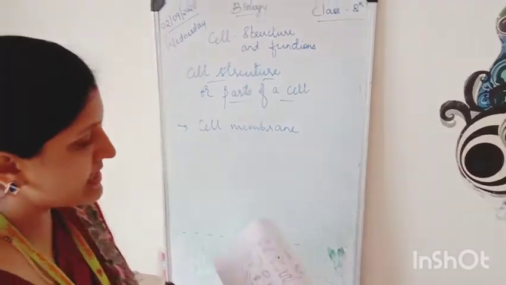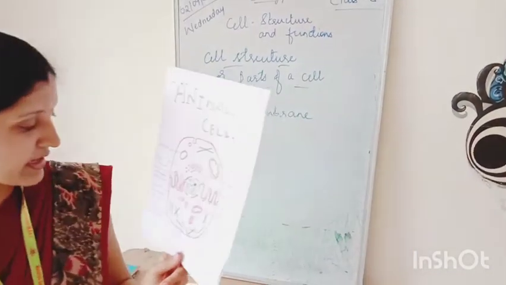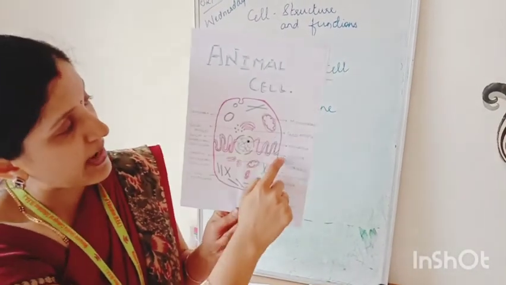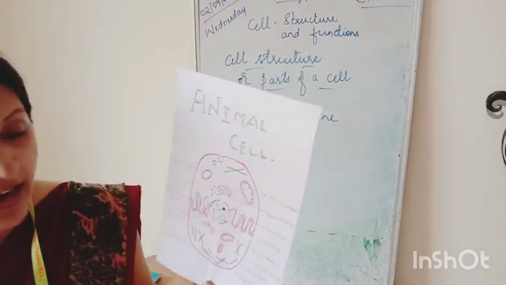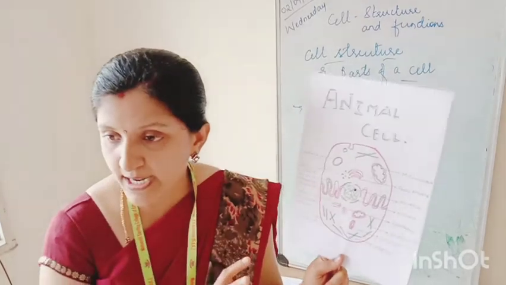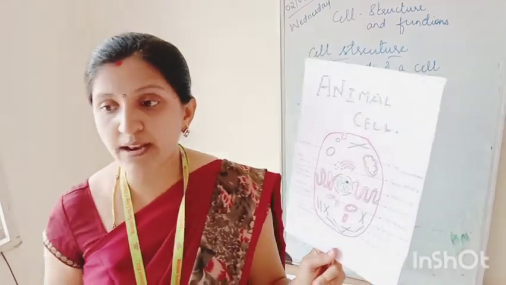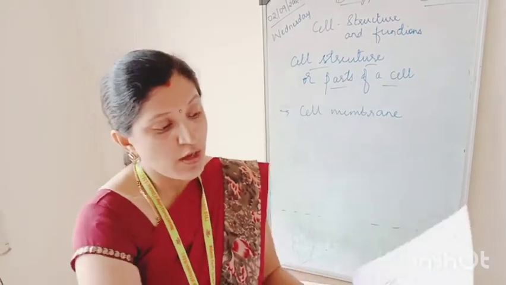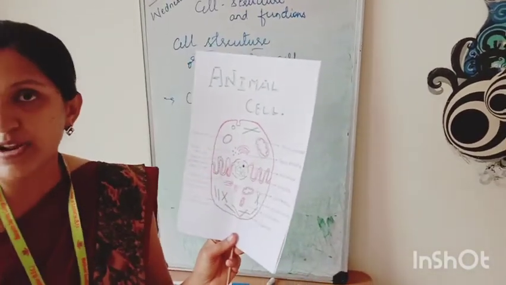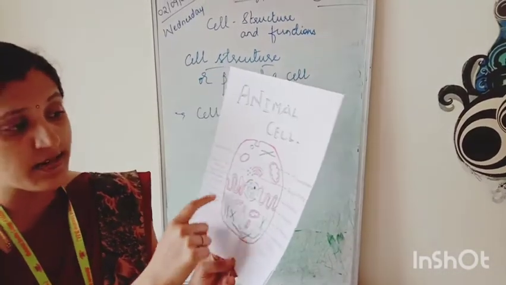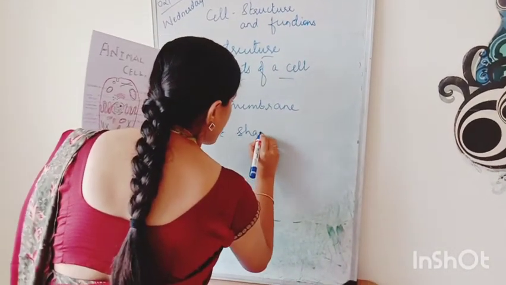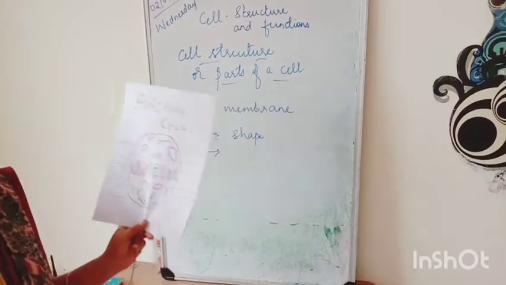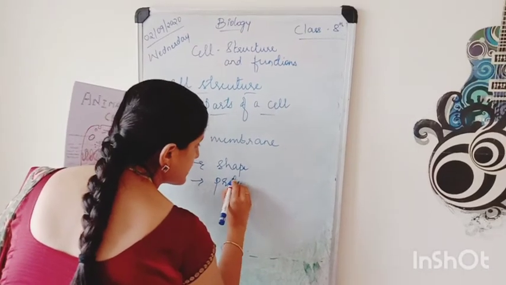So let's see the animal cell. In the case of an animal cell, there is a cell membrane. This outermost layer is the cell membrane. It gives a definite shape to a particular cell. How cells look depends on the structure of the cell membrane. So the cell membrane always has the function of providing shape, and it also protects the cell contents.